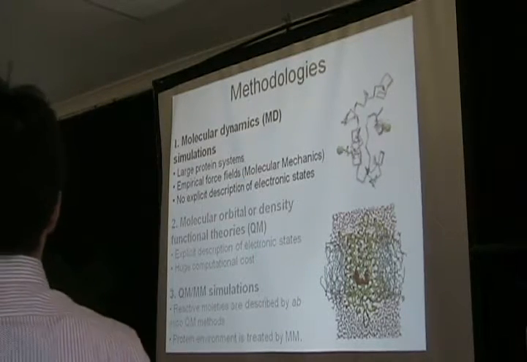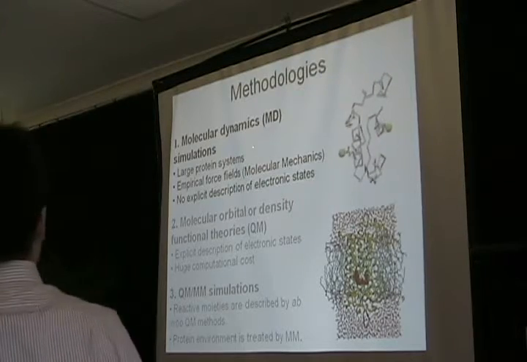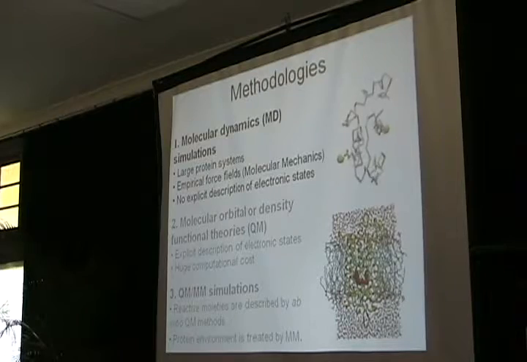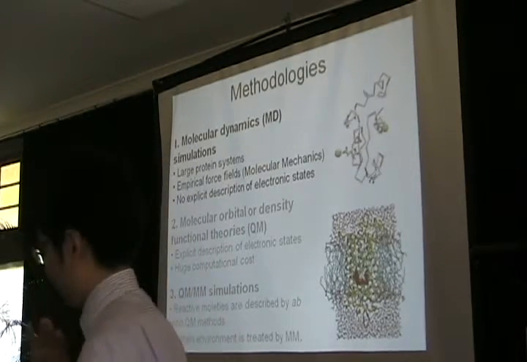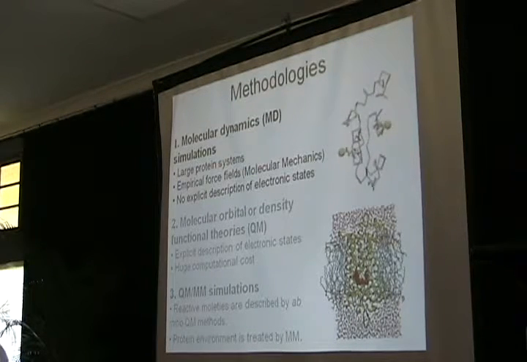But this method utilizes an empirical force field, or molecular mechanics, MM. This empirical force field doesn't have any explicit description of electronic states. So you cannot describe chemical reactions which involve explicit electronic structure change.